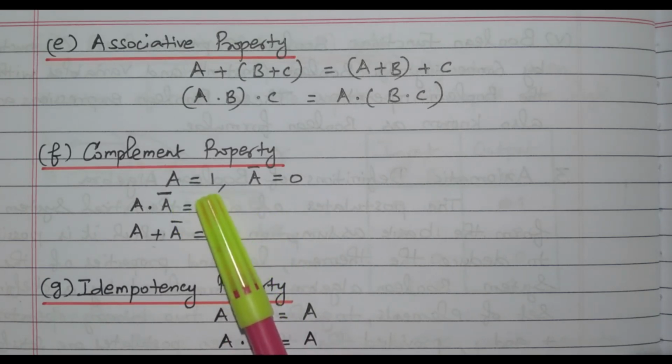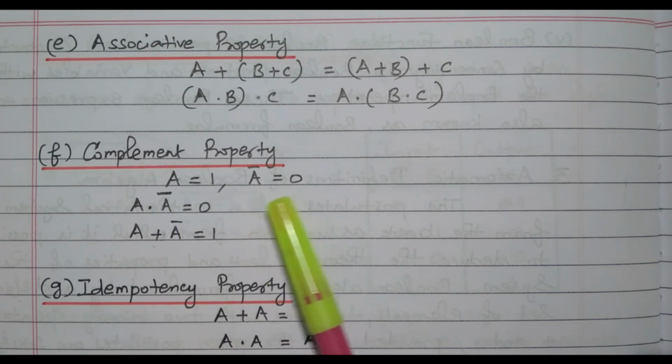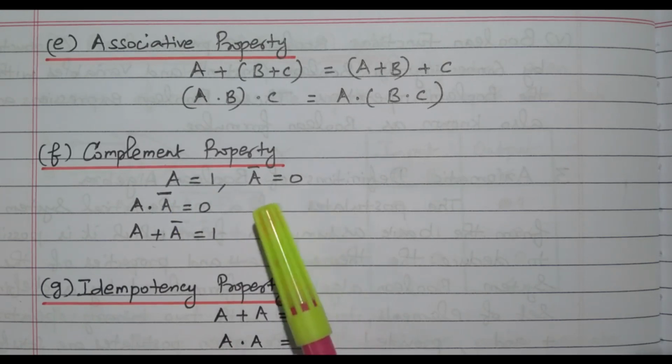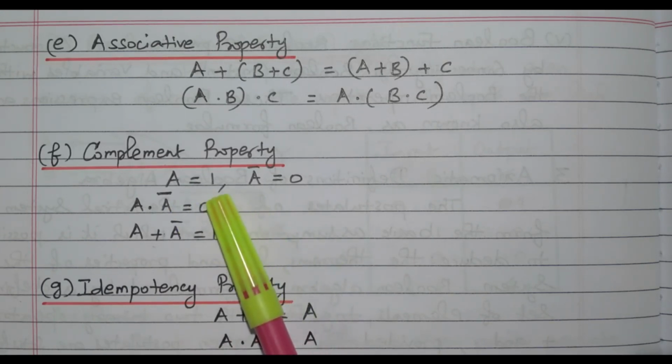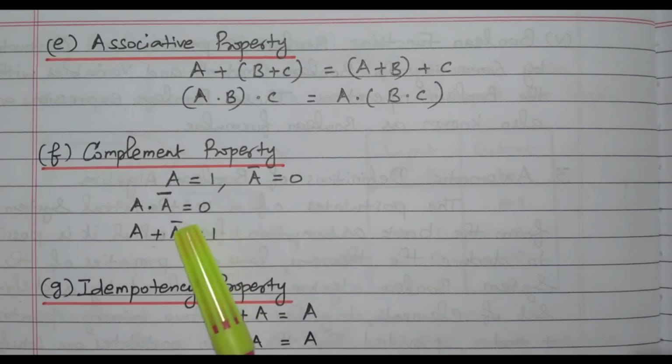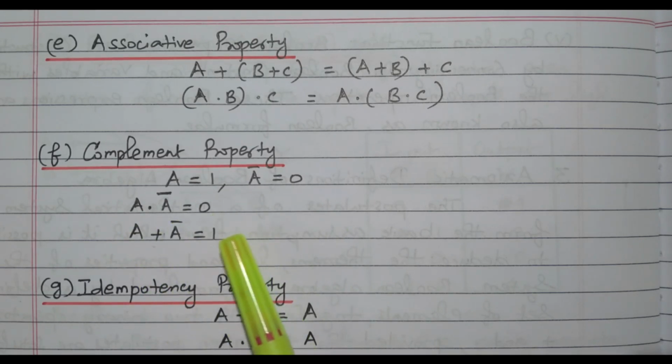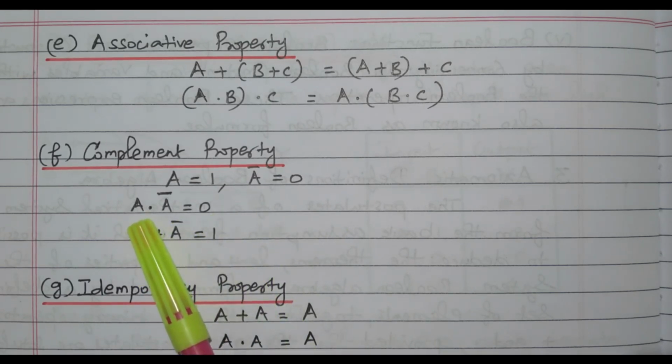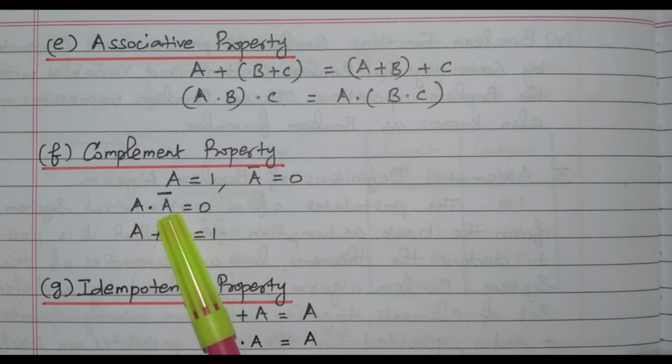A equal to 1 means A bar, the complement, is equal to 0. While taking the complement, if it is 1 it becomes 0, and if it is 0 it becomes 1. So what is the complement property? A dot A bar equal to 0. What is the meaning? A is 1 means A bar will be 0. A is 0 means A bar will be 1.